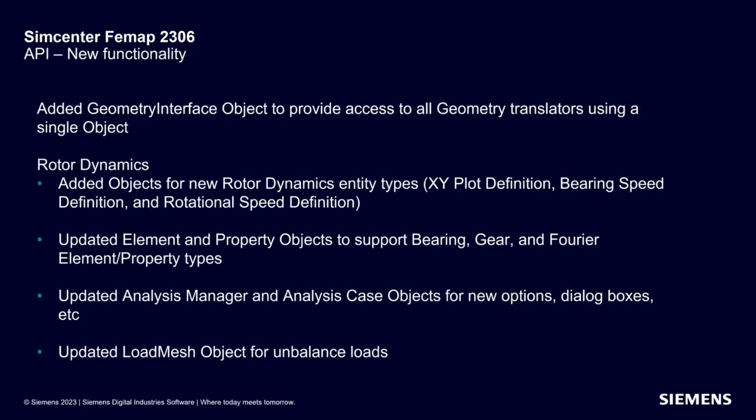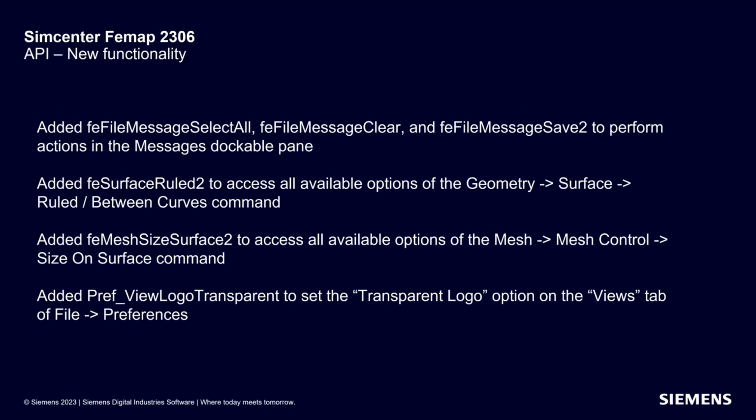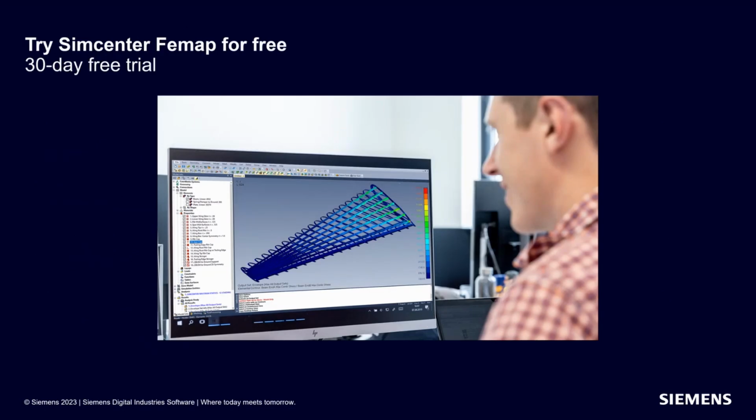And then there's new API functionality for our new stuff, and a couple of things that were in there that we had not covered. Sometimes we add functionality in Femap and then don't add the equivalent API call to do it. So you can see FE ruled surface 2 and mesh size surface 2. Those certainly have to do with that.